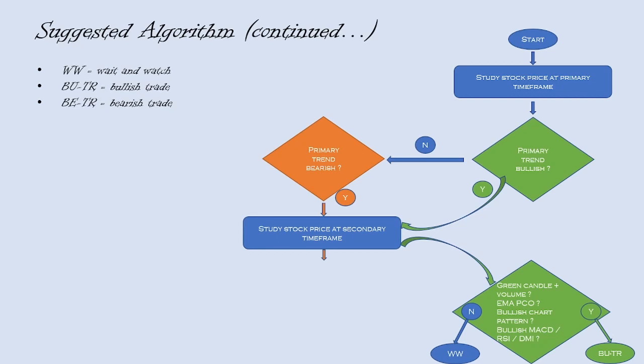If the primary trend is bearish, you study the stock price at the secondary time frame, or what is known as the wave. Here, if you want to take a bearish trade, if the primary trend is bearish and in the secondary time frame you want to take a bearish trade, then you have to have a red candle with good volume, and EMA should have given you a negative crossover.